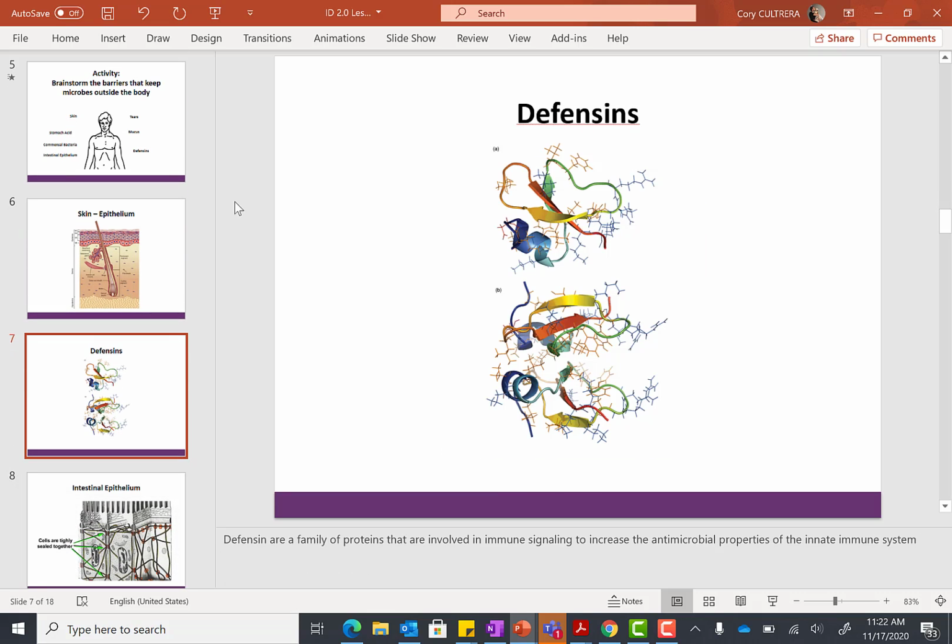The next thing might be something that's new for you. And so these are types of proteins called defensins. And basically they're involved in signaling some of our other immune cells, like our white blood cells and phagocytes that we'll talk about later on in the lesson. So they basically help increase the antimicrobial properties of our innate immune system, which we're talking about today.